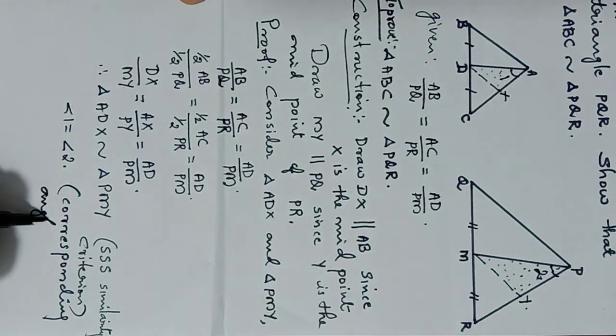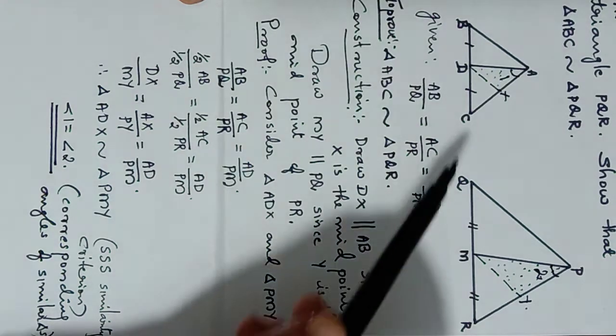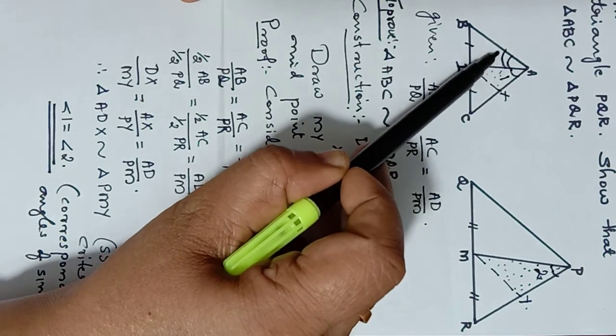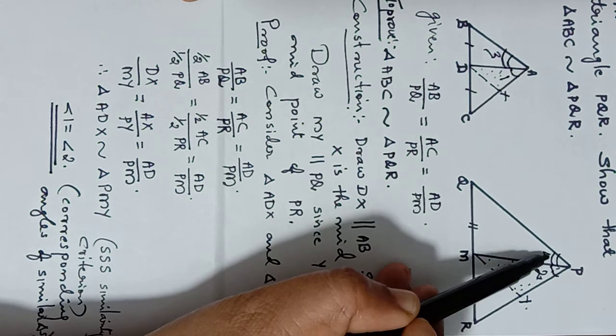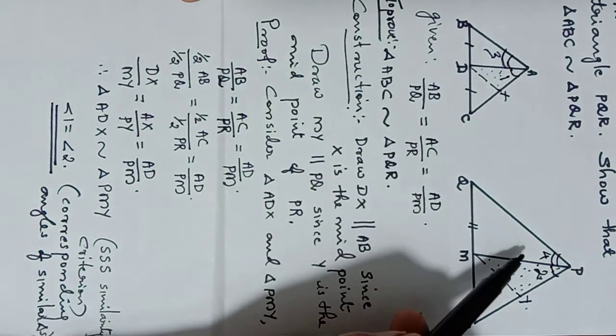Corresponding angles of similar triangles. Okay, this is how we will be getting angle 1 is equal to angle 2. So our idea is we have to prove this angle also. That is, let me call it as angle 3 and this as angle 4. This also equal. So similarly we can prove that angle 3 is equal to angle 4.